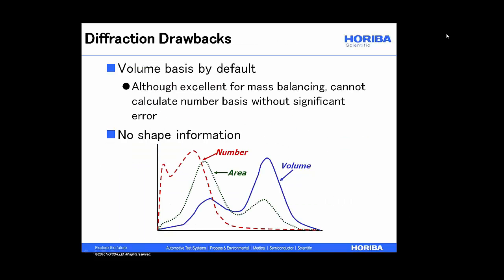Okay, what are some drawbacks of laser diffraction? Well, the first is it's a volume basis by default. That works out pretty well for mass balances, but you really can't calculate number basis size distributions from laser diffraction without pretty significant errors or uncertainties in your results. And that gets truer as your particle size gets down and as your distribution gets broader.